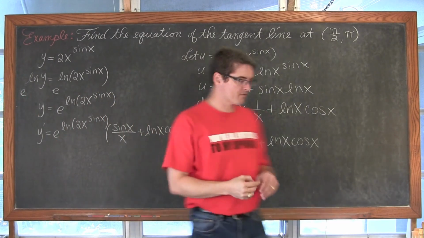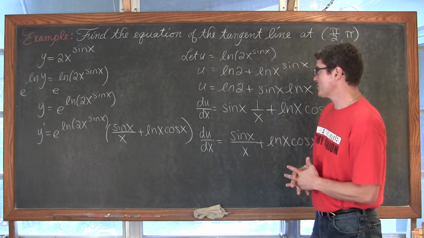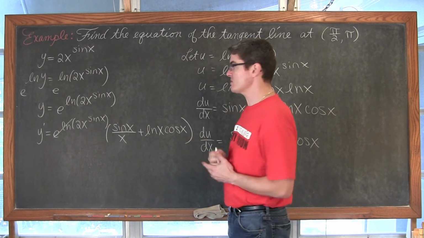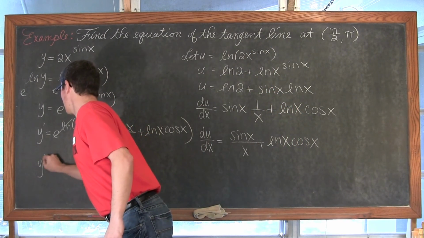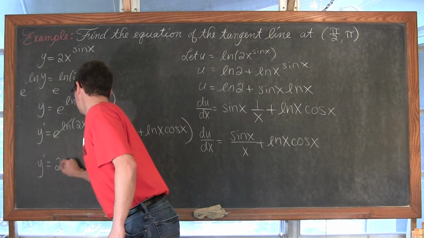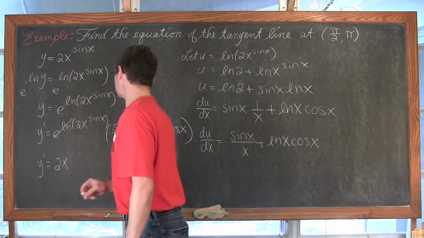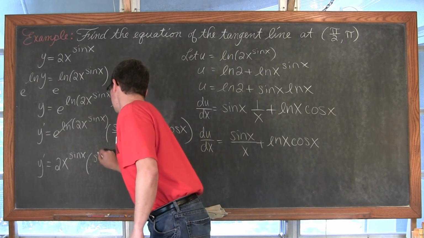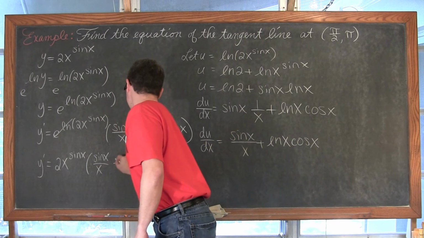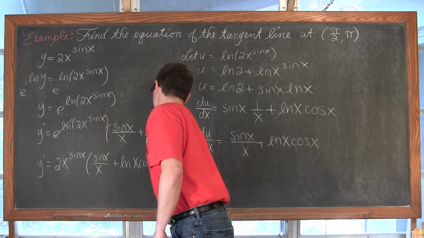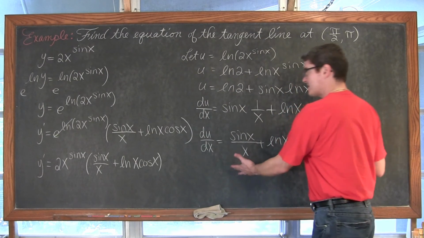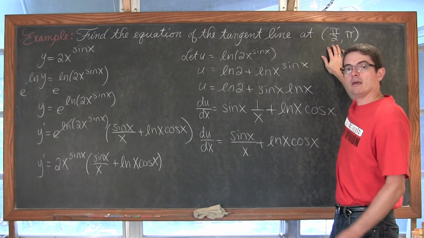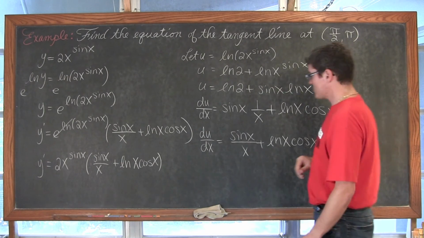Voila, sine of x over x plus natural log of x cosine of x, and now this e and this natural log can go ahead and let those inverse operations cancel out, and we just have y prime is equal to 2x to the sine of x times sine x over x plus the natural log of x cosine of x. But now that I know what the derivative is, I can use that to find the slope at pi over 2 and ultimately find the equation of the tangent line at that point.